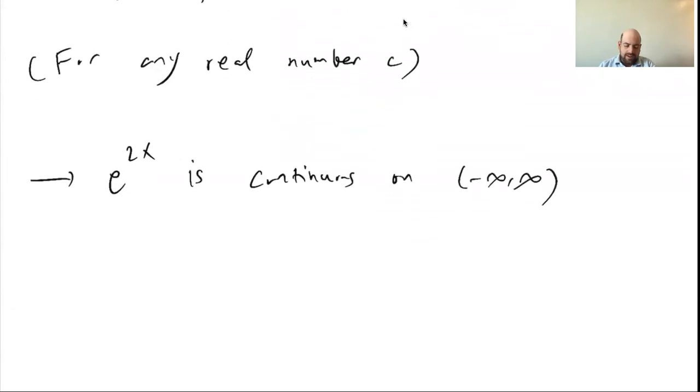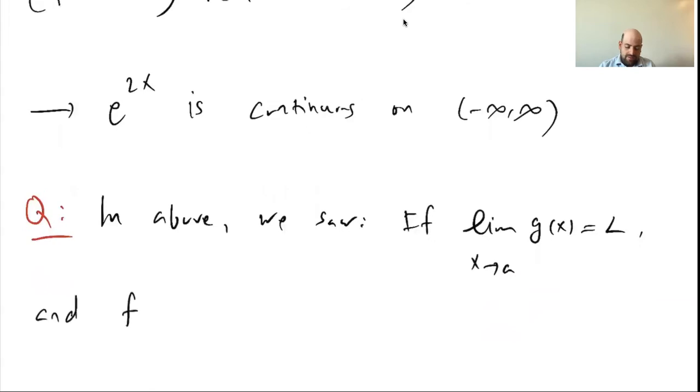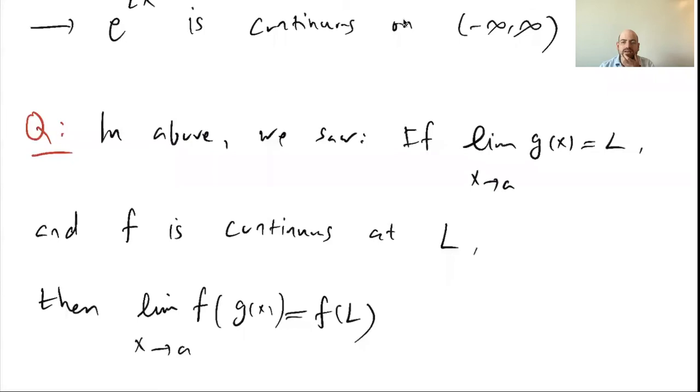Okay, now one question I want to ask here. In the above, we saw that if the limit of g of x as x approaches a is equal to L, and f is continuous at L, then the limit of f of g of x as x approaches a is equal to f of L. So this is the theorem basically that we saw above.